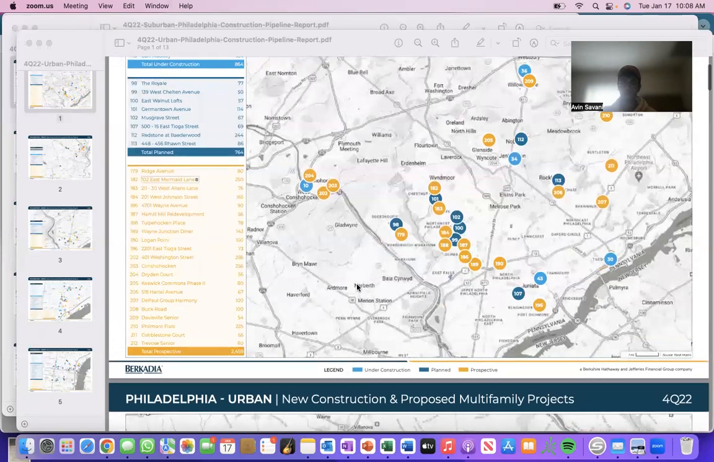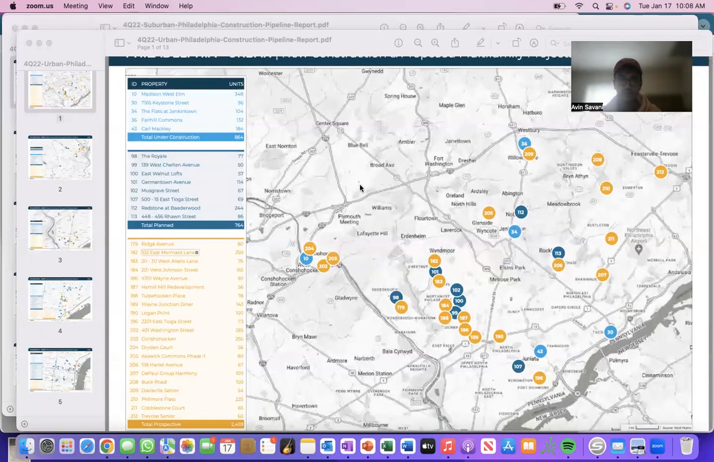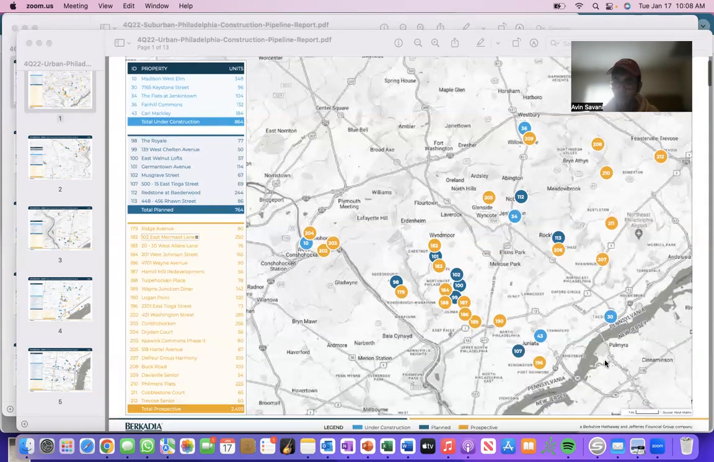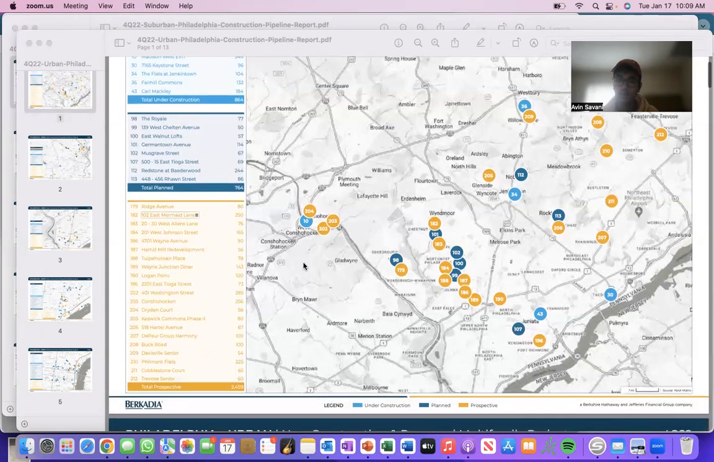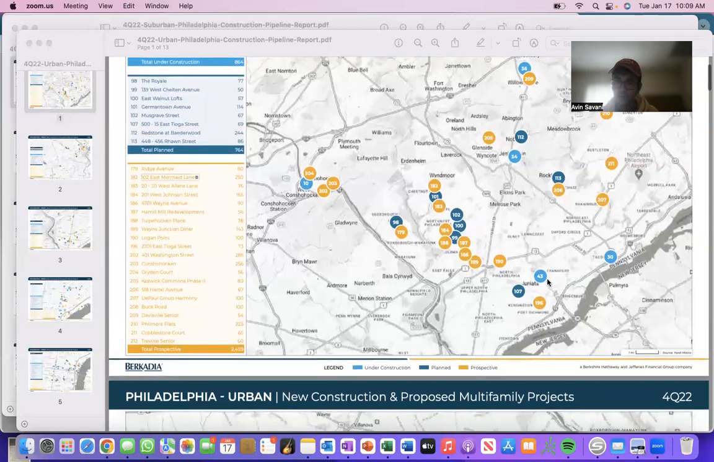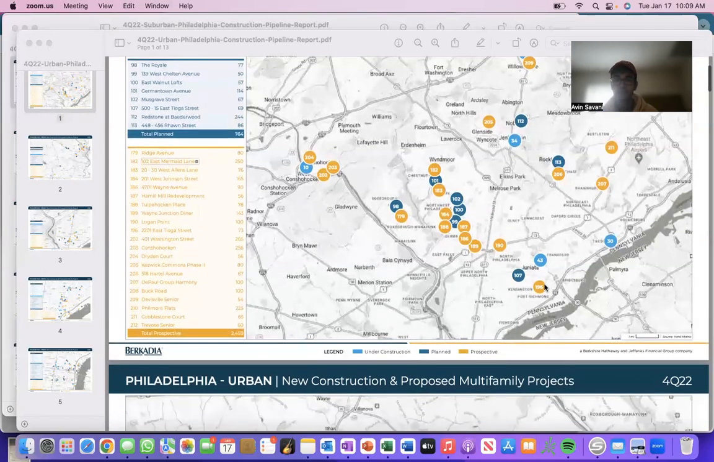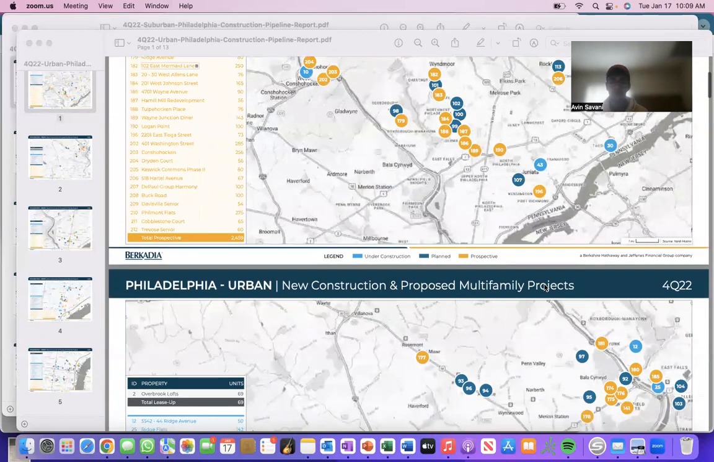So yeah, here in Philadelphia, you see five properties currently under construction. One near the riverside here, and then one in Jenkintown, one in Willow Grove, one here in West Conshohocken, and another one I think near North Philadelphia. So yeah, that's that.